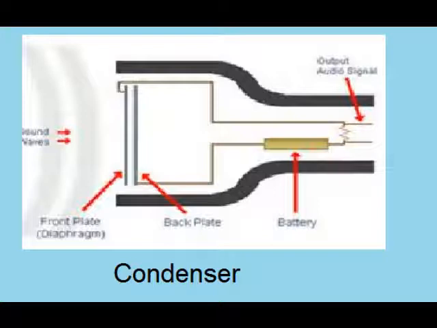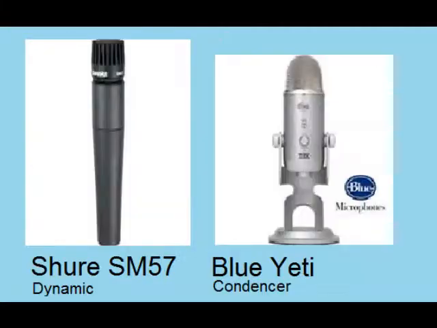They are more fragile than the dynamic and also do not have good off-axis rejection, which makes them bad for a live performance. Now let's listen to some examples of both. I'll be using a Shure SM57 dynamic microphone, and I'll be using a Yeti USB microphone, which is a condenser.